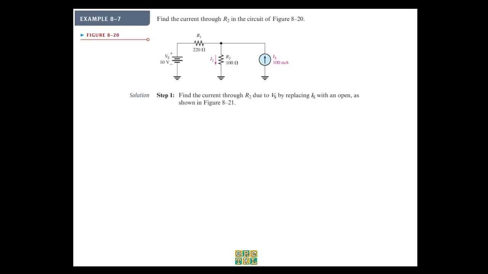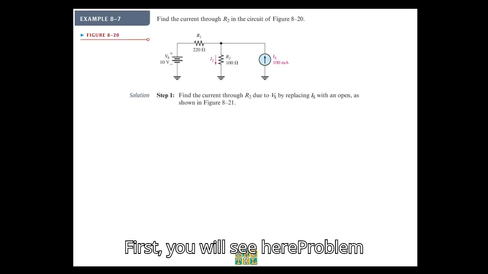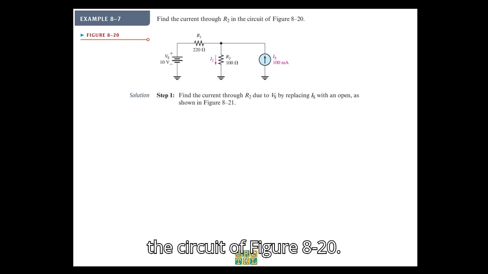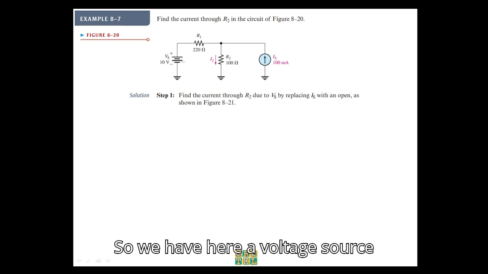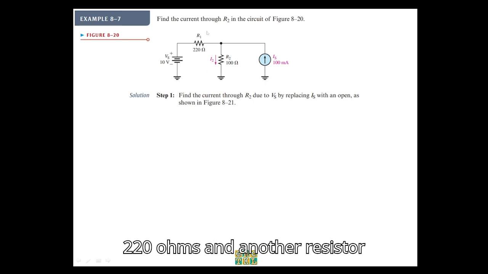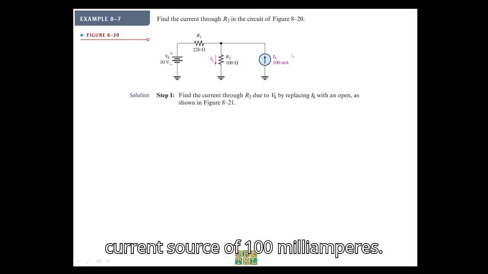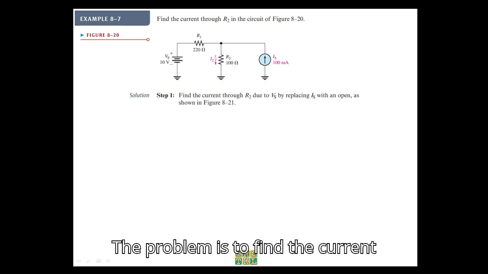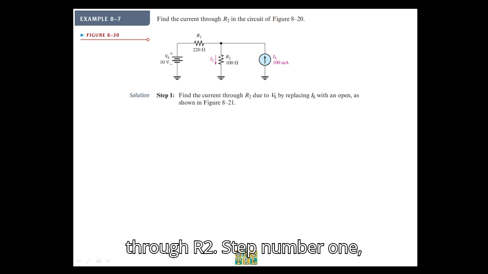Let's start. First, you will see here a problem about finding the current through R2 in the circuit of figure 8-20. So we have here a voltage source equal to 10 volts, a resistor 220 ohms, and another resistor 100 ohms connected to a current source of 100 milliamperes. The problem is to find the current through R2.